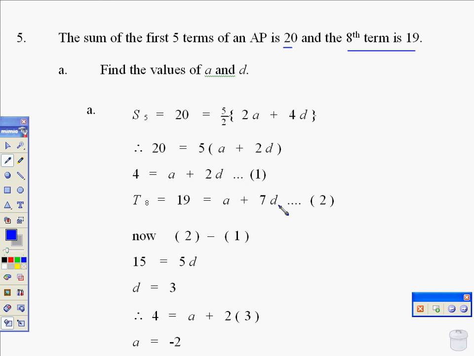We've got simultaneous equations, and it's not a bad simultaneous equation because they've both got A there. We do the subtraction of equation 2 minus equation 1. A's would cancel. 19 minus 4 gives us 15. 7D minus 2D gives us 5D. So that leaves us with D being equal to 3. And if we take D being equal to 3 and sub it back into this equation here, we'll get A being equal to minus 2. So we found the values of A and D.